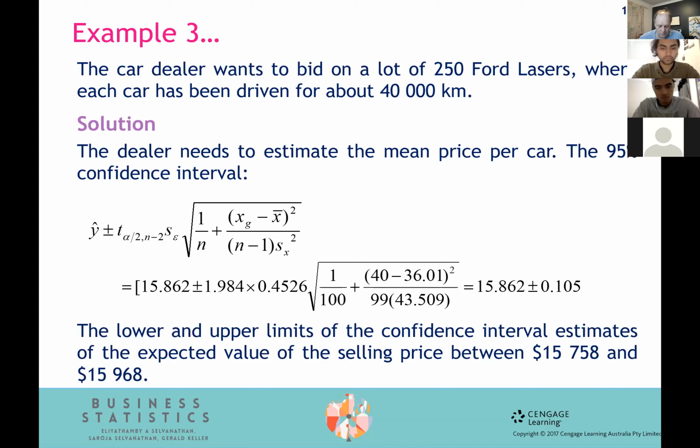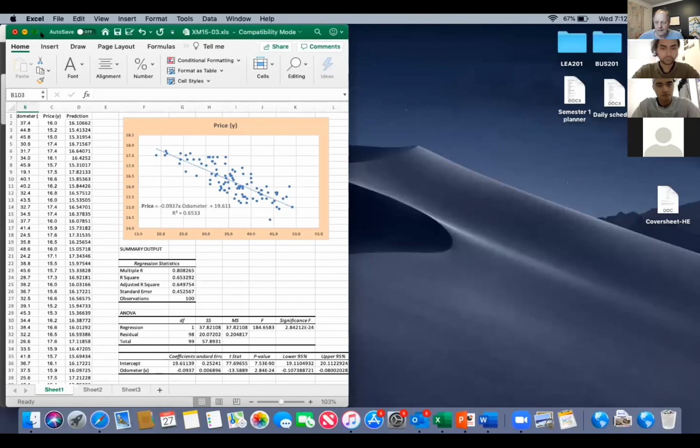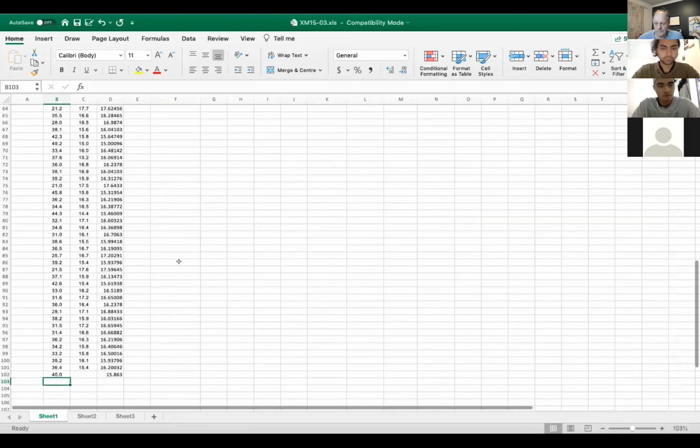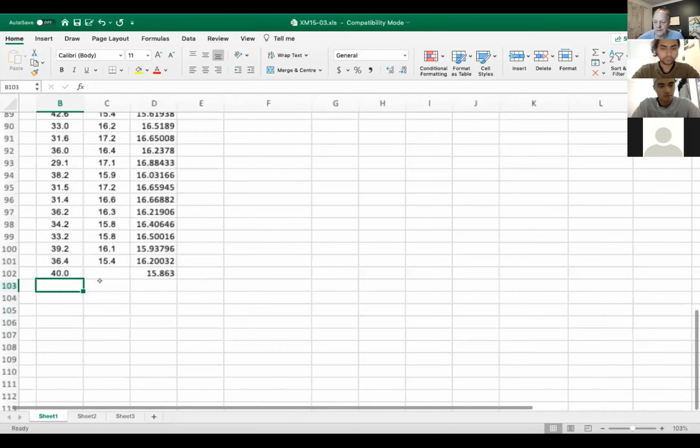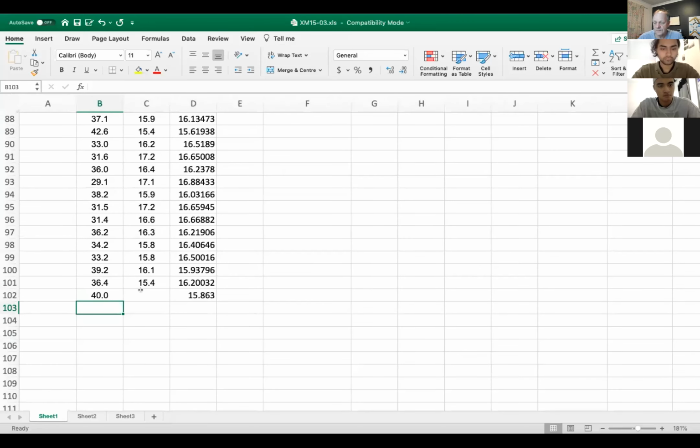Okay, can you share your screen, Sharma? Okay, go to the bottom. Can you see where that 40 is? Now I want you to put your cursor in E101, and put UCL, upper confidence limit, and in F101 put lower confidence LCL.